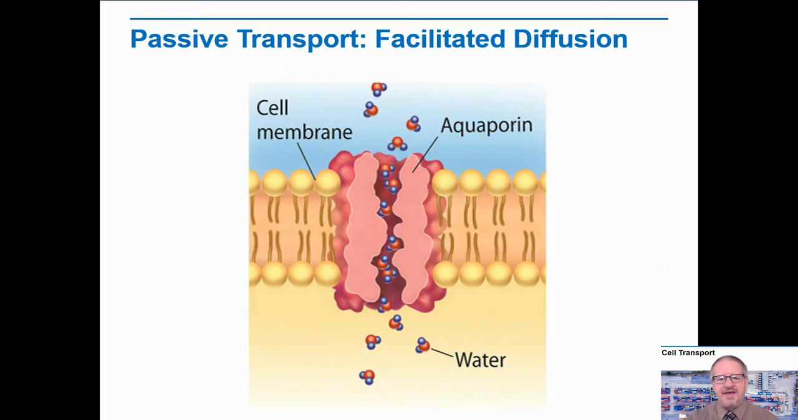So the way that facilitated diffusion occurs is there is a protein embedded in the cell membrane called an aquaporin. You see that highlighted here in our image. And in fact, water, which is made up of two hydrogen and an oxygen atom, uses aquaporins in order to move across the membrane. Water can't get through the membrane on its own. This is partially because of the makeup of the cell membrane, which has the hydrophobic tails on the inside.